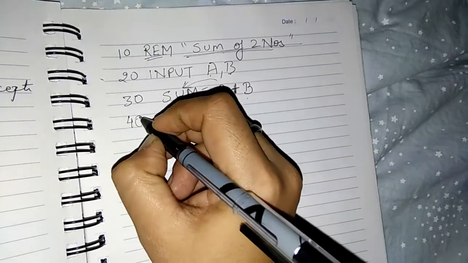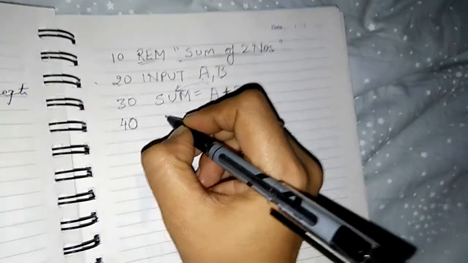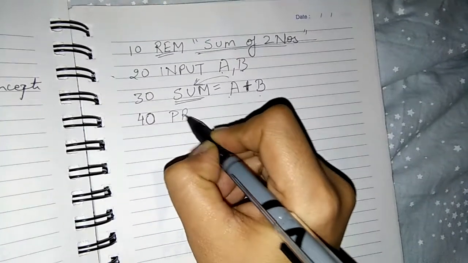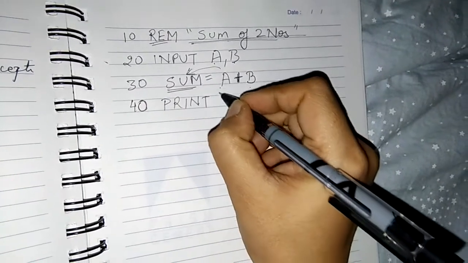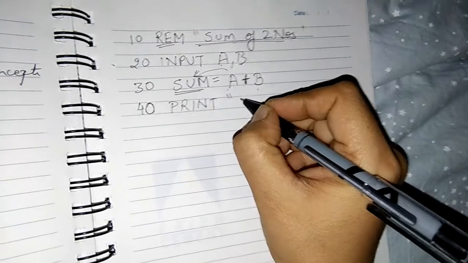Now what a good programmer will do is display the end result. The end result is sum. Now we will use a print statement. In basic language we use the print statement to display a message or the results or the output.